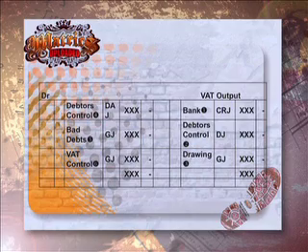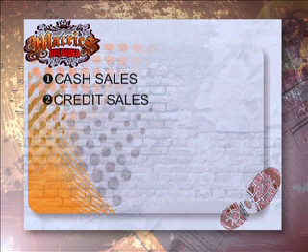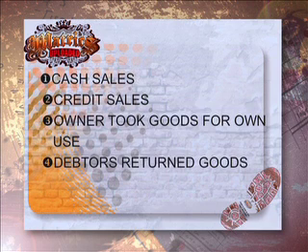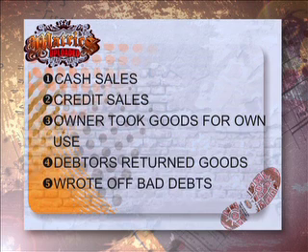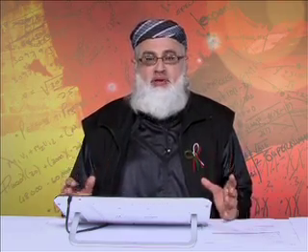And then finally, what happens to this account here? You will debit your VAT output account and credit your VAT control account to transfer this account into your VAT control account. So clearly you can see it was cash sales, it was credit sales, it was the owner taking goods, it was debtors returning goods, it was writing off of bad debts, and then finally the transfer to the VAT control account. So you have seen clearly now how we go about drawing up a VAT output account.